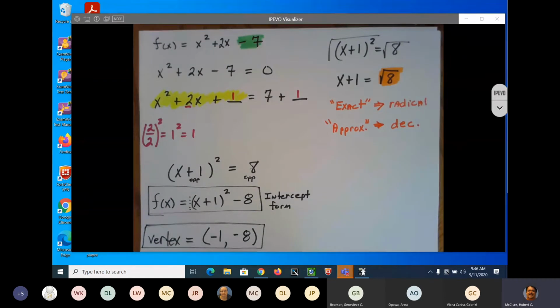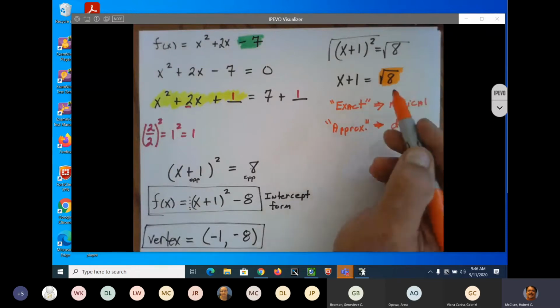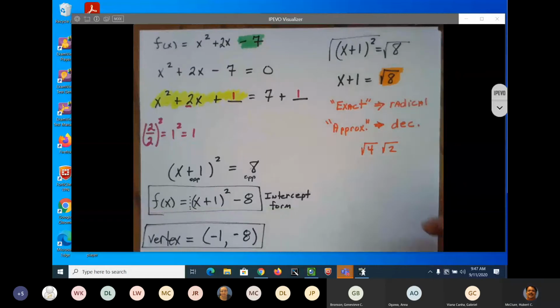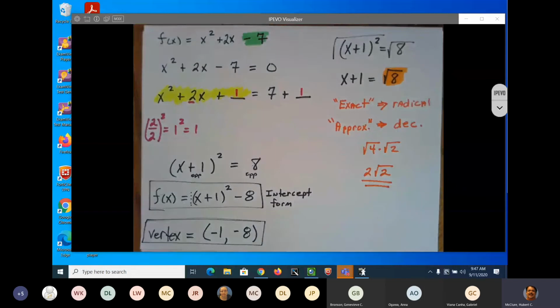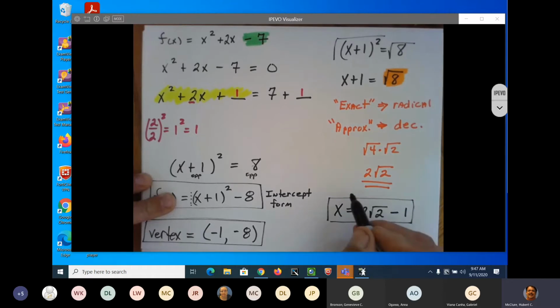Okay, in most of these homework questions, they're going to want it in terms of a simplified radical. So in this case, that's going to be the square root of 4 times the square root of 2, which is 2 square root of 2. Okay, so your final answer in exact form is x is equal to 2 square root of 2 minus 1. Now this is in exact form.